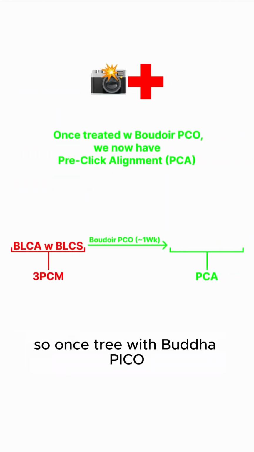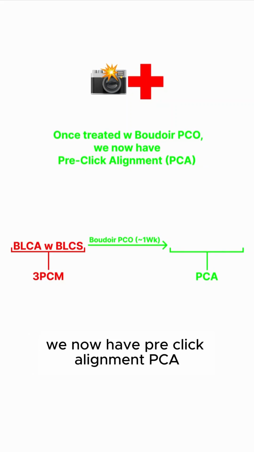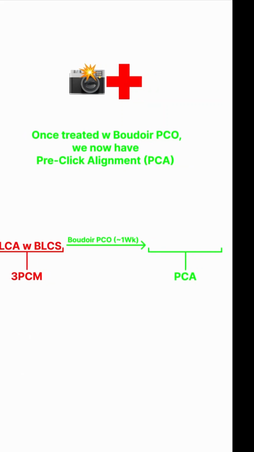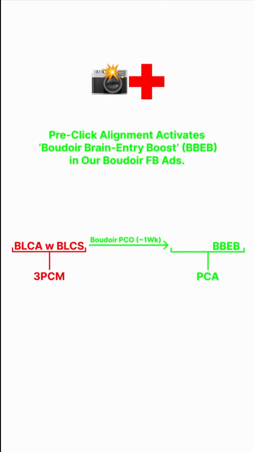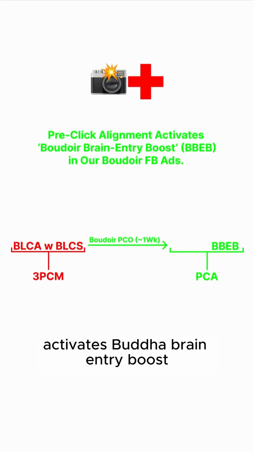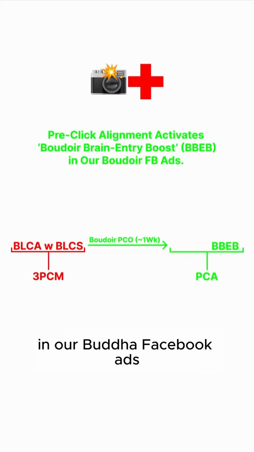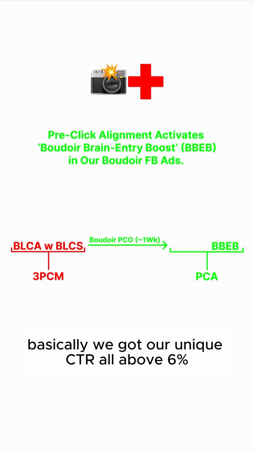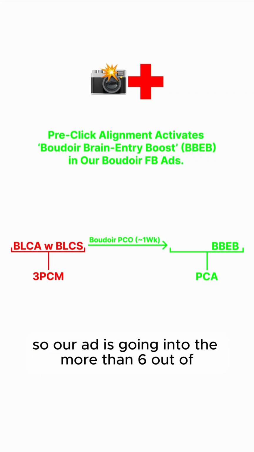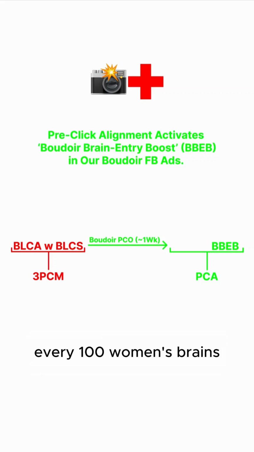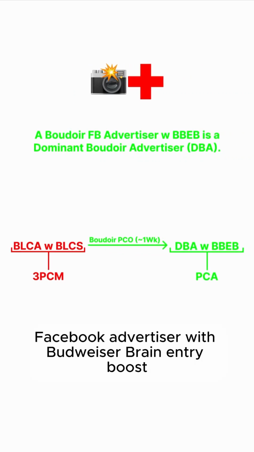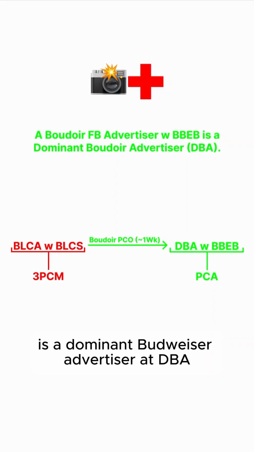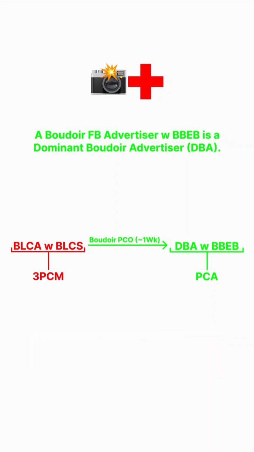So once treated with Boudoir Pico, we now have pre-click alignment, PCA. So we get rid of the 3 pre-click mistakes, we achieve PCA. And pre-click alignment activates Boudoir brain entry boost in our Boudoir Facebook ads. Basically, we got our unique CTR all above 6%, so our ad is going into the brains of more than 6 out of every 100 women. And a Boudoir Facebook advertiser with Boudoir brain entry boost is a dominant Boudoir advertiser, a DBA.